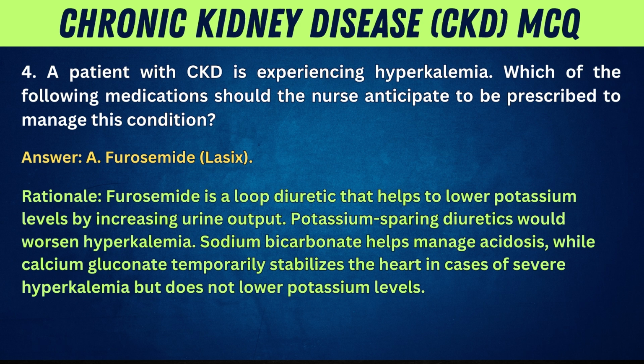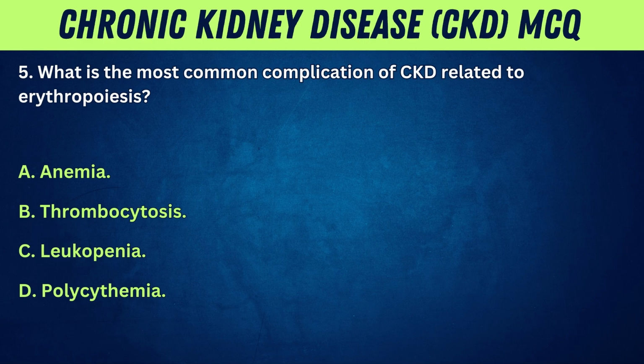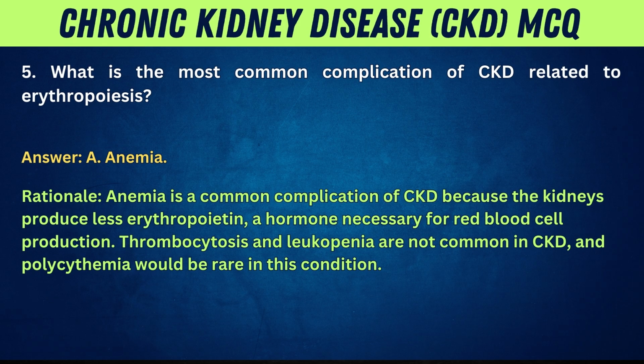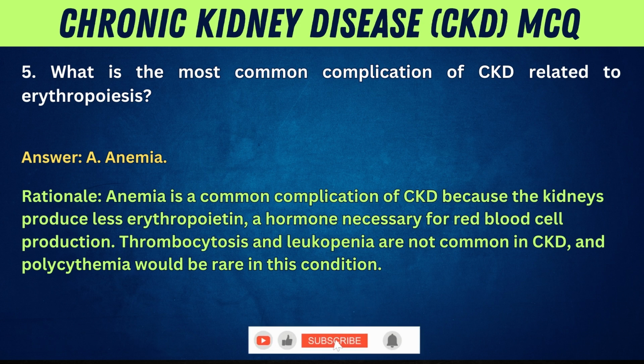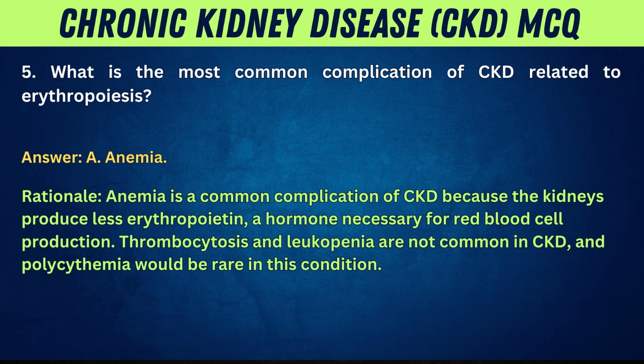5. What is the most common complication of CKD related to erythropoiesis? A. Anemia. B. Thrombocytosis. C. Leukopenia. D. Polycythemia. Answer: A. Anemia. Rationale: anemia is a common complication of CKD because the kidneys produce less erythropoietin, a hormone necessary for red blood cell production. Thrombocytosis and leukopenia are not common in CKD, and polycythemia would be rare in this condition.